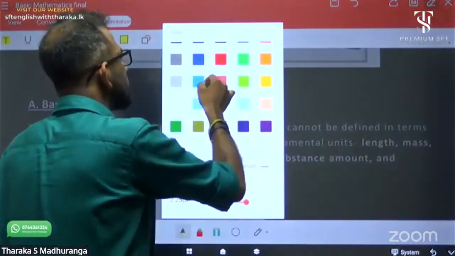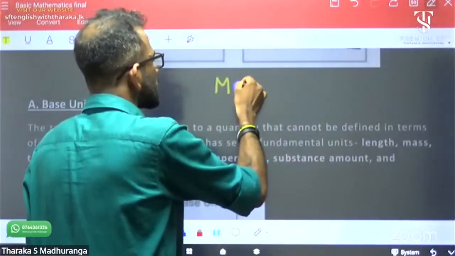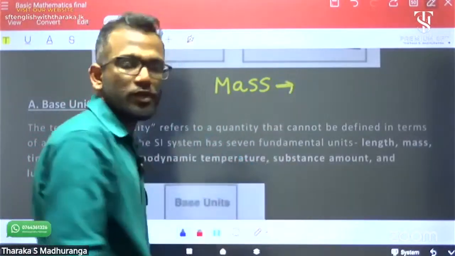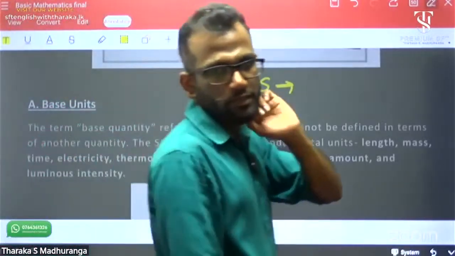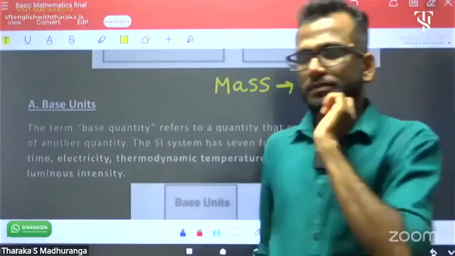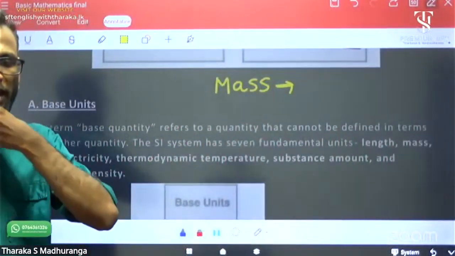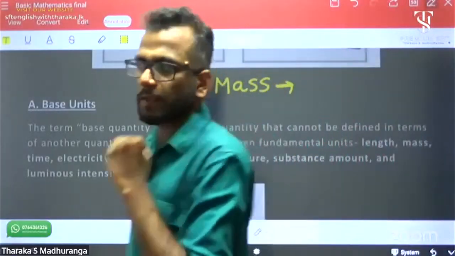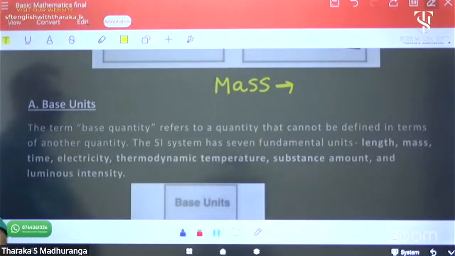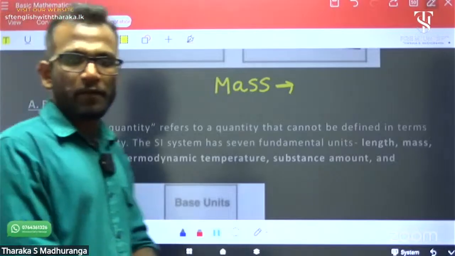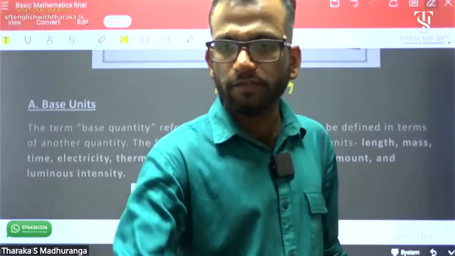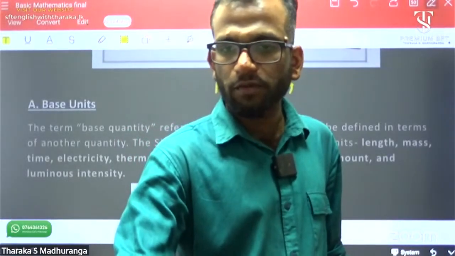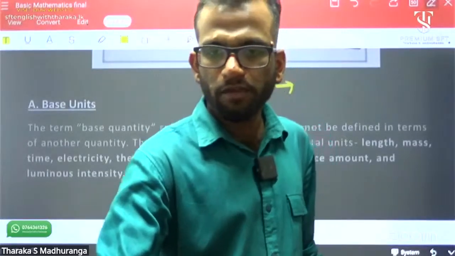what is the standard unit for mass? Do you know? Mass standard unit, SI unit. SI means standard international unit. What is the standard unit for mass? Standard unit, SI unit for mass. Very good, Jansilu. Very good, Vishka.